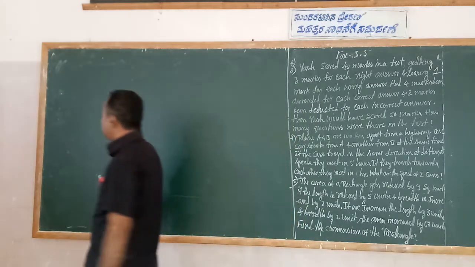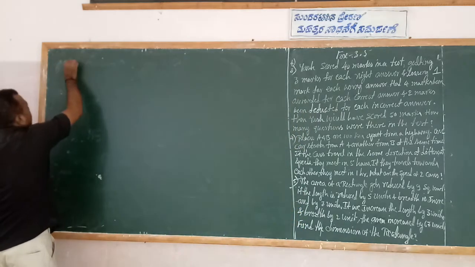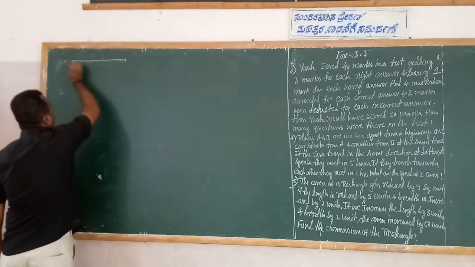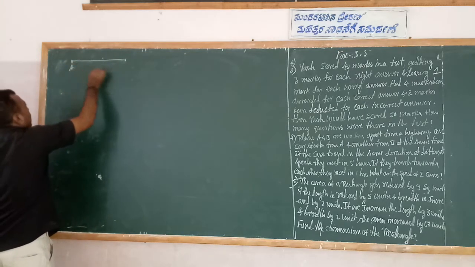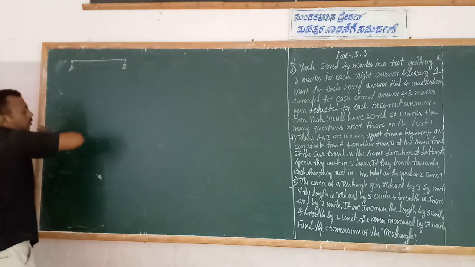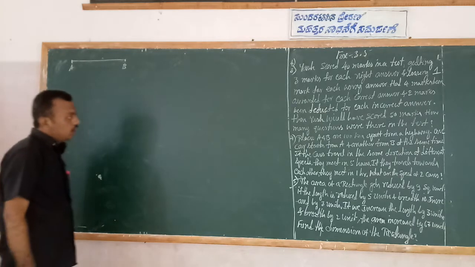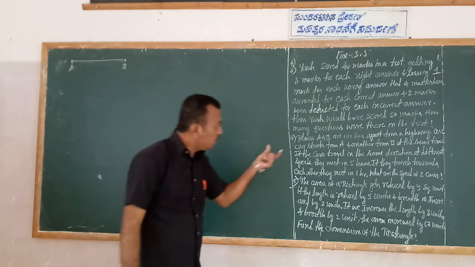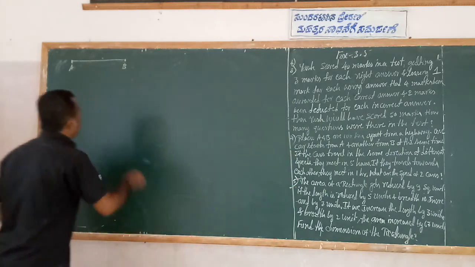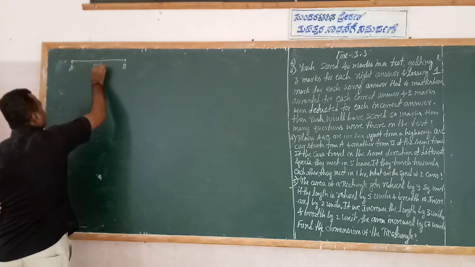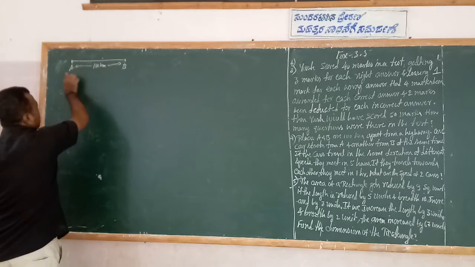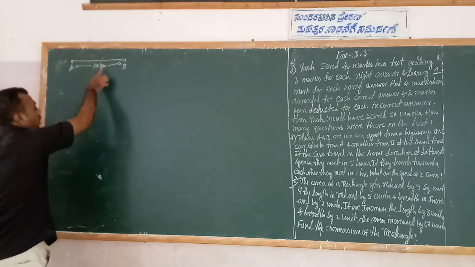See, one highway is there. This is the highway. In that, A and B, 2 cars are there. Apart from how much distance? 100 kilometers. So the distance between car A and car B is 100 kilometers.